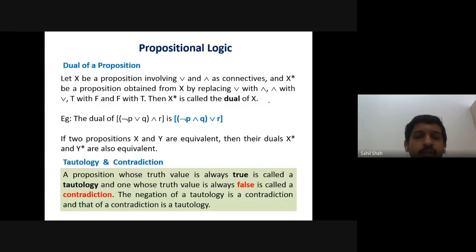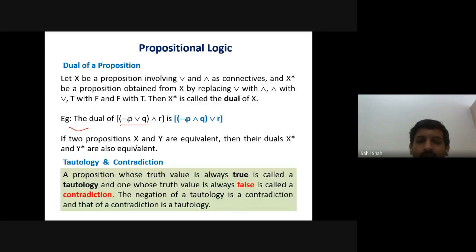In short, if we have been given a proposition involving conjunction, disjunction, or true or false, we simply replace conjunction by disjunction, disjunction by conjunction, true by false and false by true. The new form obtained is known as the dual form of the existing propositional form. You can observe an example. The dual of negation P or Q, conjunction R is: I'm keeping this bracket as it is, negation P as it is. Instead of disjunction, you have to put conjunction. Instead of conjunction, you have to put disjunction. You getting what is dual of a proposition?